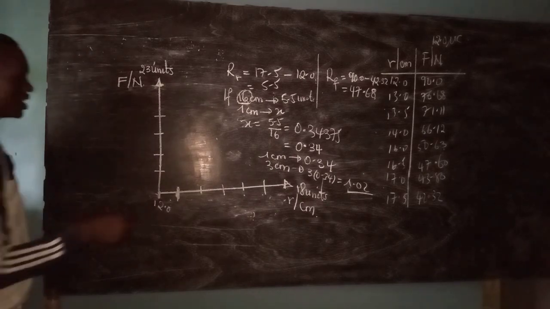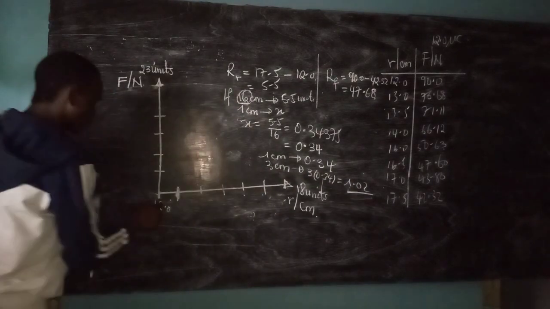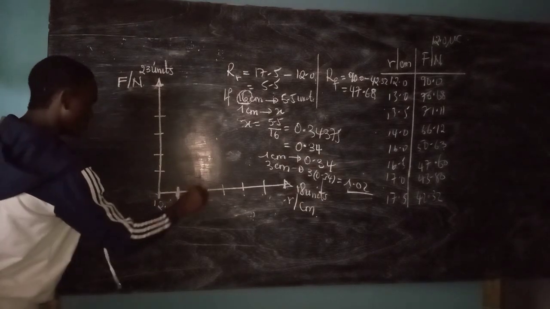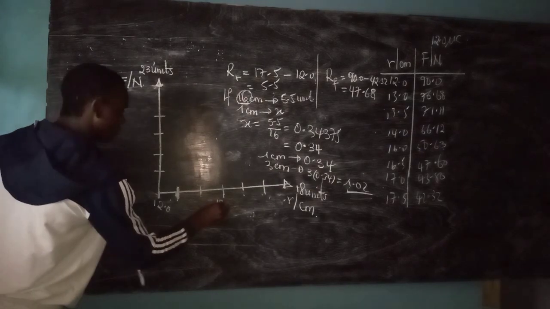So what I'll do is this. Since I've been saying that after every 3 centimeters, I add 1.02 to the previous value. So I have 12.0. I count 1, 2, 3. Here I'll add 12.0 plus this one. So I'm going to have 13.02.